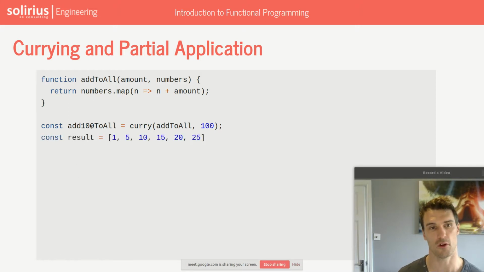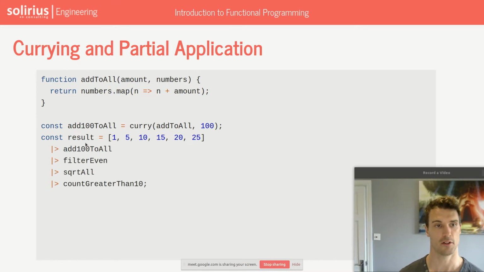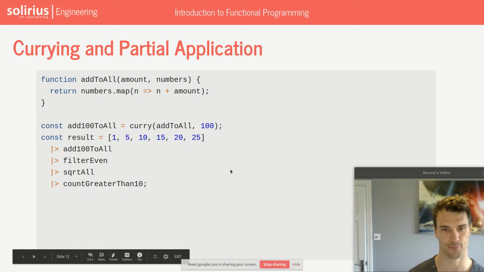So now we've got this add 100 to all function, we can then directly pipe that into our pipeline that we had earlier, and it will work because there's only a single remaining argument left on this function, the numbers. So there we go, we partially applied 100 to this function, and when we put it into our pipeline, our final argument gets added and we get the correct result.